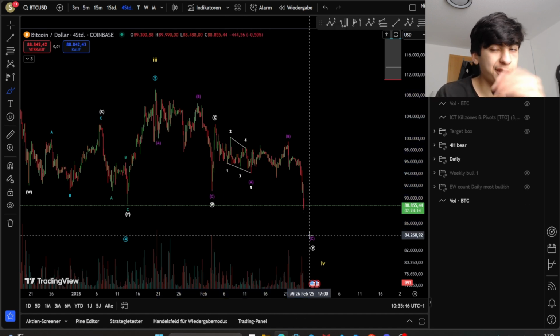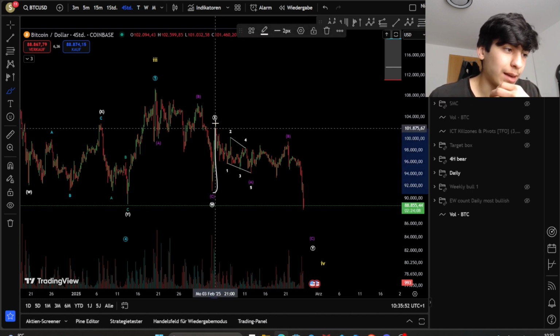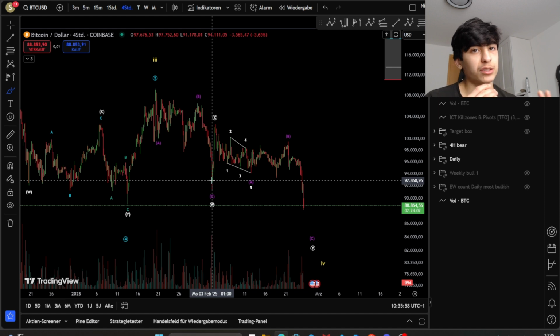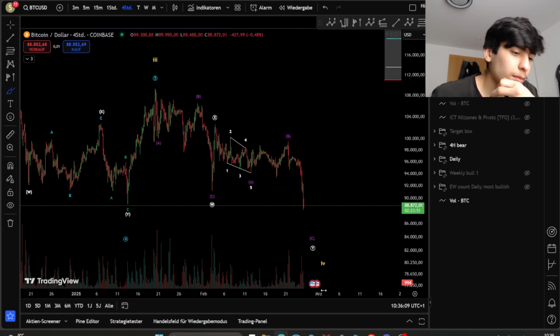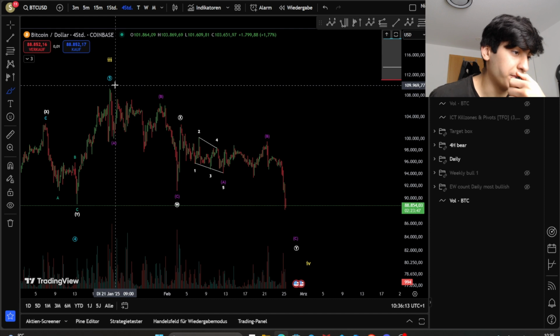Now, the problem with this scenario is the length of your wave X in time. Your wave X is very, very short in time compared to your wave W and your wave Y, which is unfolding right now. So this is something to mention, but of course, time can never be something that invalidates a scenario, right? Time is only something that impacts probabilities, but can never invalidate a scenario. So everything is fine with the scenario, honestly.